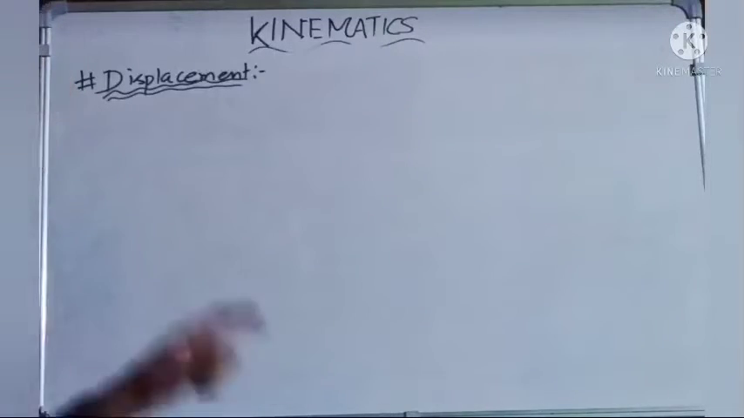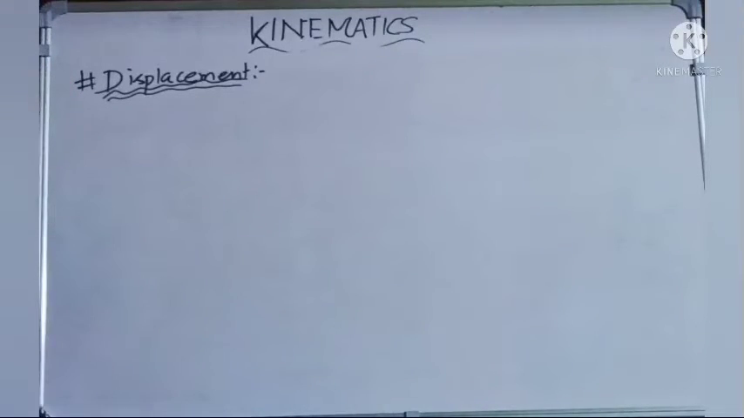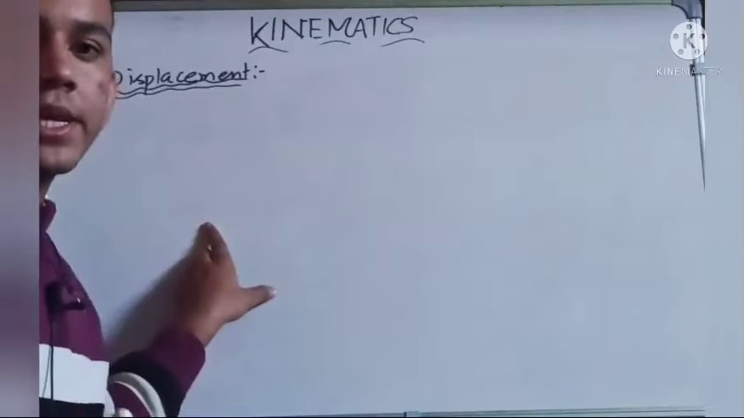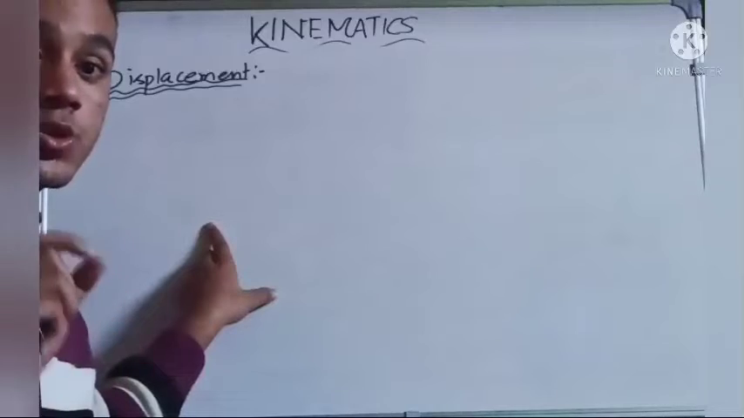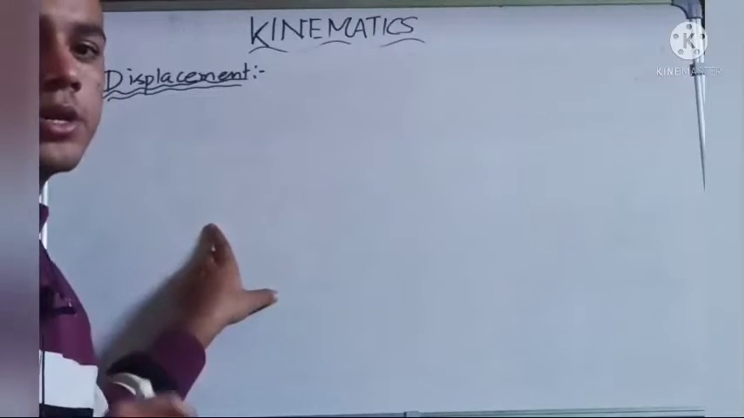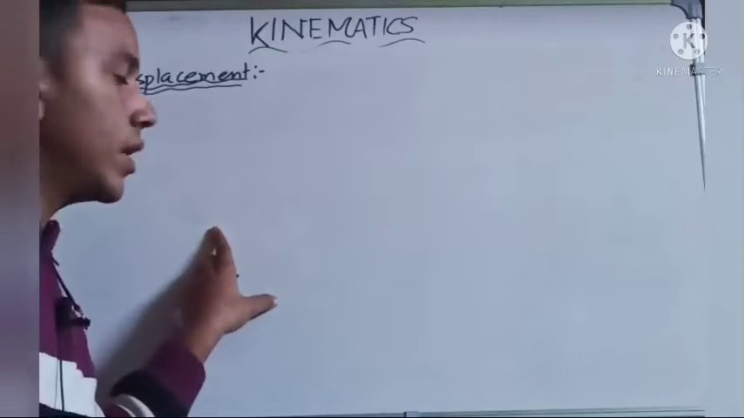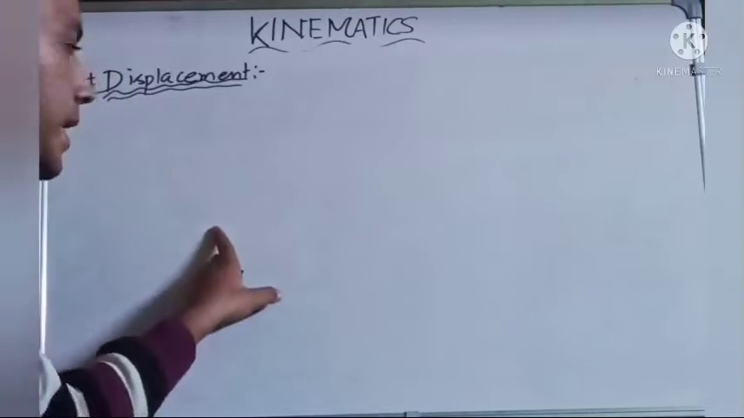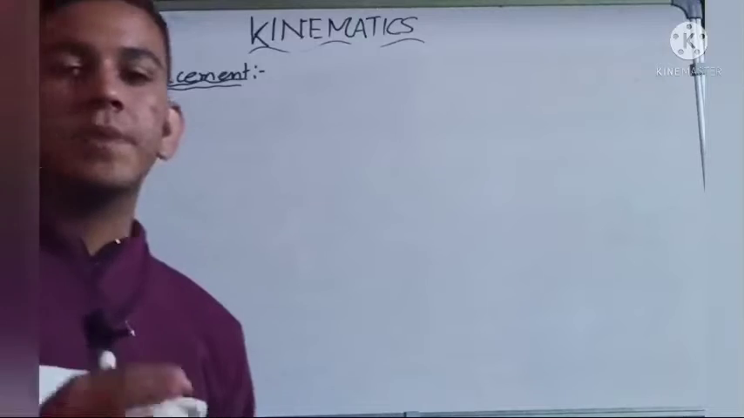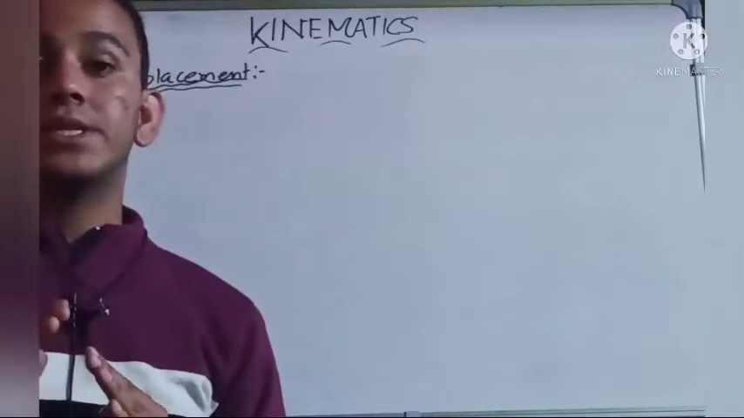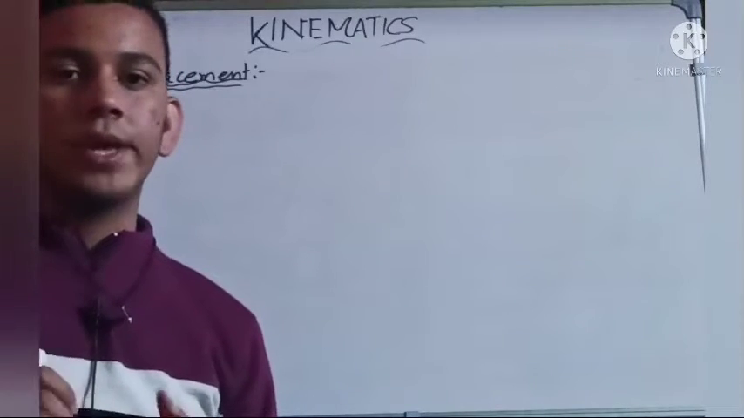Next, let us study displacement. We have studied distance as the path length traveled by an object, and the path length is the actual length traversed by that object along the original path or track. Now we are going to study displacement. Displacement is basically the change in position vector of an object.